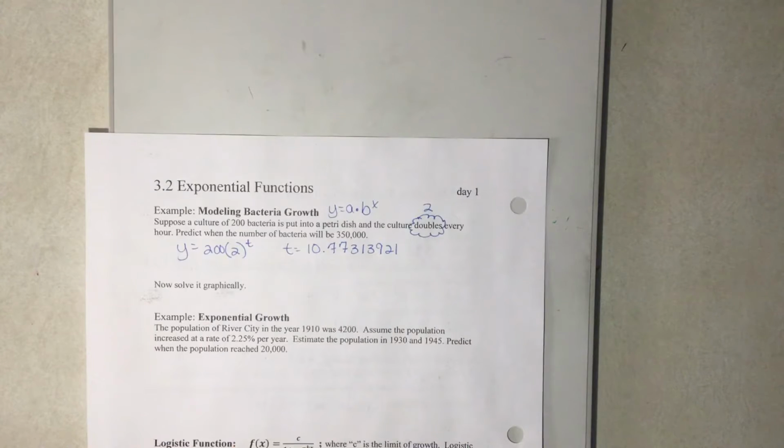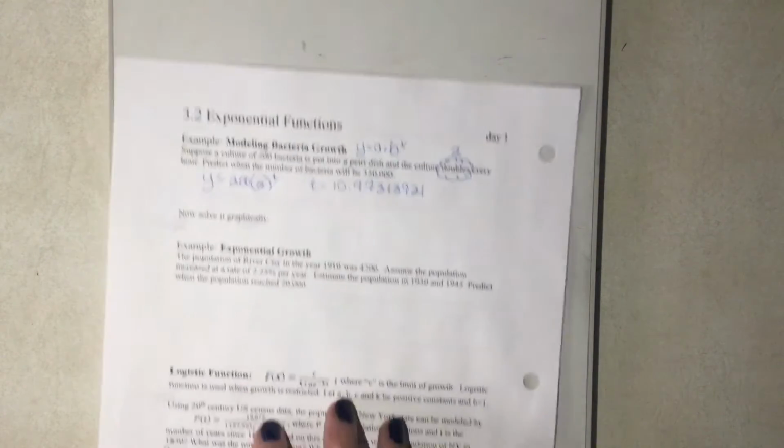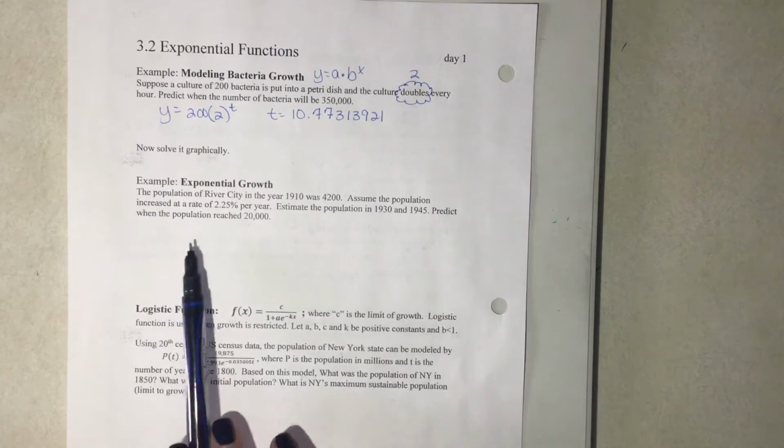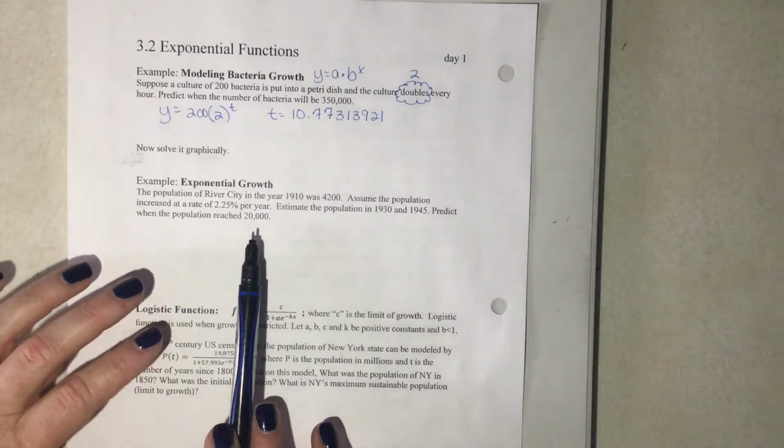All right, now, River City, example down below. Population of River City in the year 1910 was 4,200. Assume the population increased at a rate of 2.25% per year. Estimate the population in 1930 and 1945, and then we'll estimate when the population will reach 20,000.